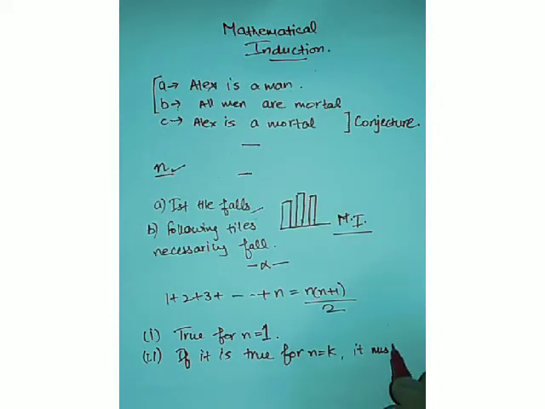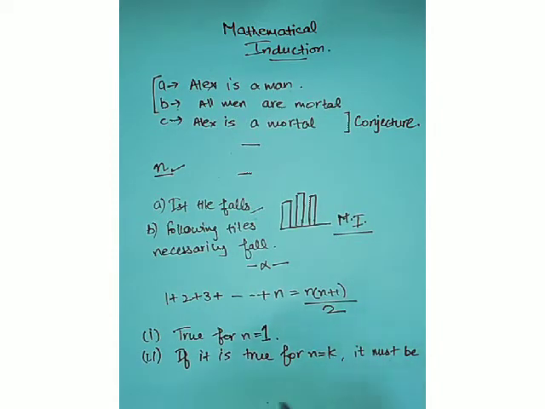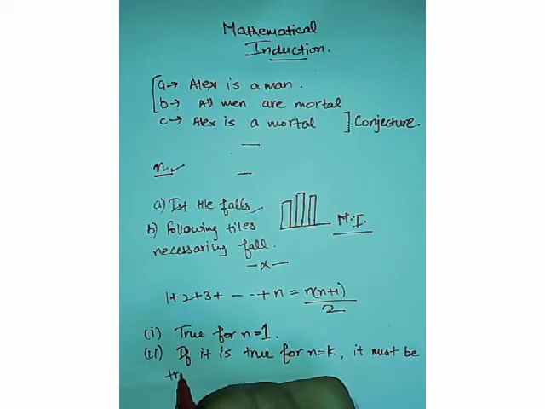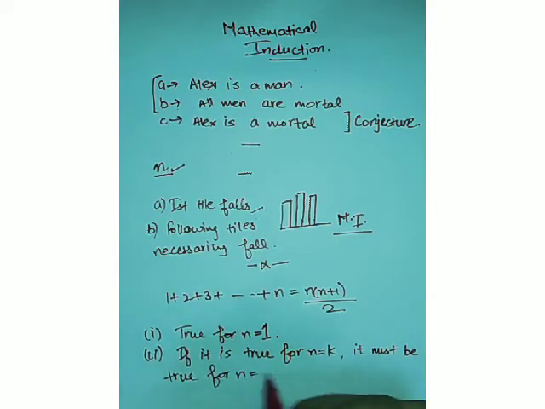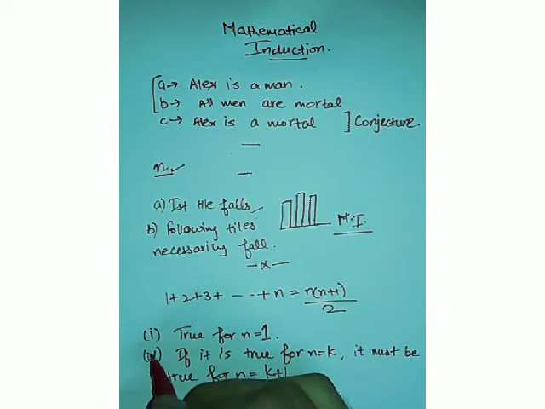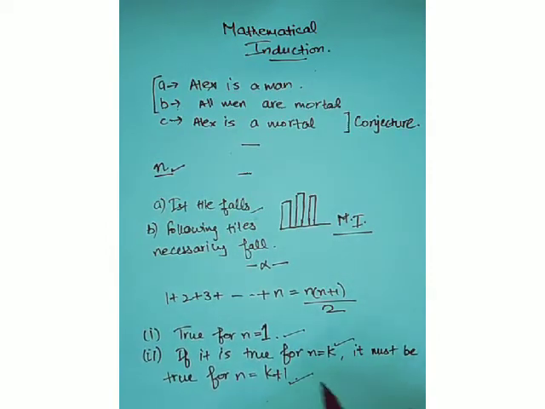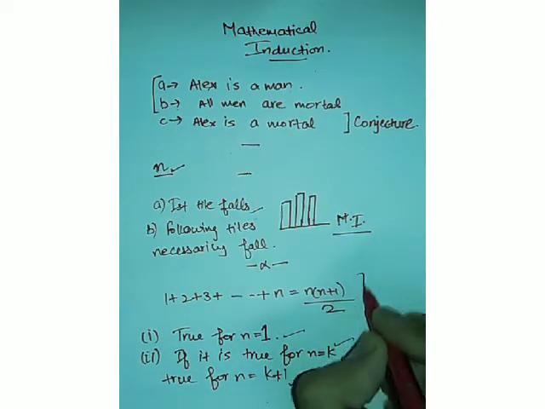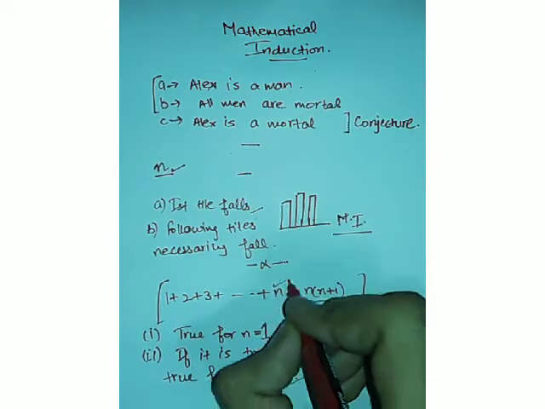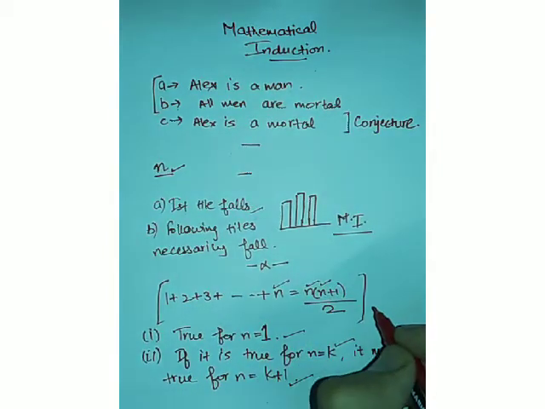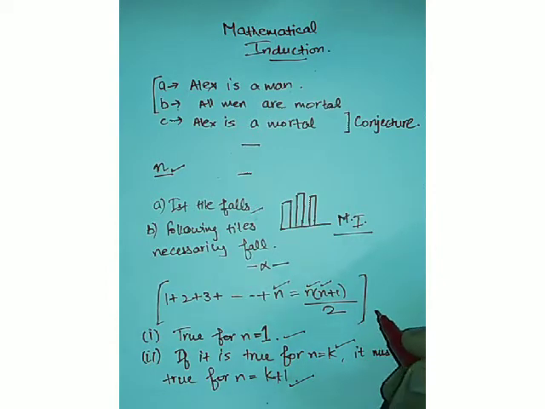it must be true for n equals k plus 1. All right, these are three steps, basically two, but they can be divided into three. Firstly for 1, then for k, then for k plus 1, correct? Now these are the steps that you have to apply in order to prove any formula which is given in this form or which involves n as a natural number, correct? So let's start with some examples to make this concept a bit clear.